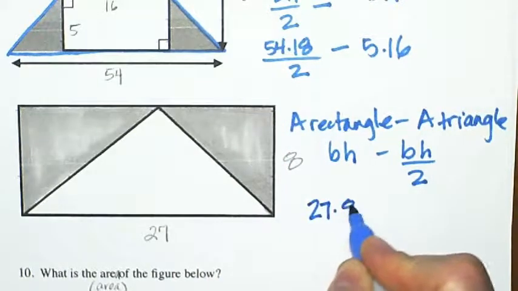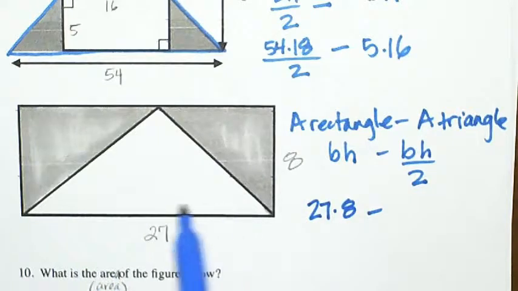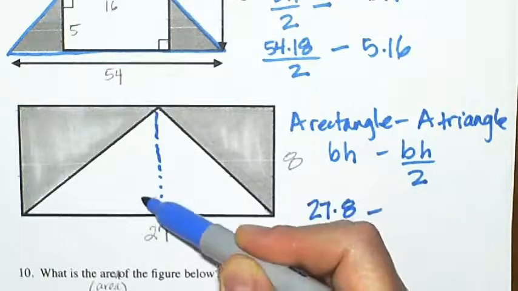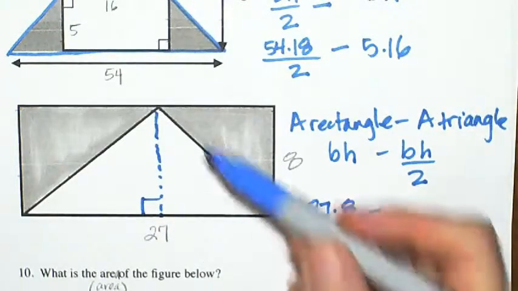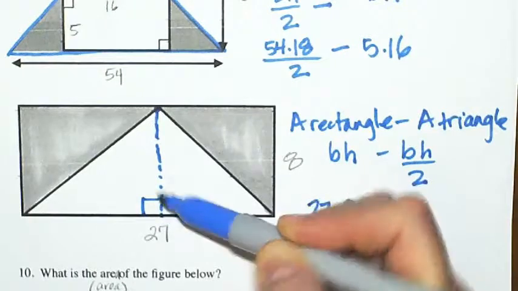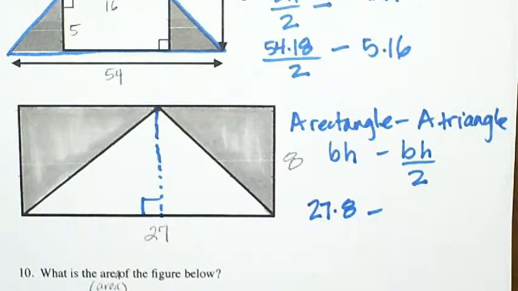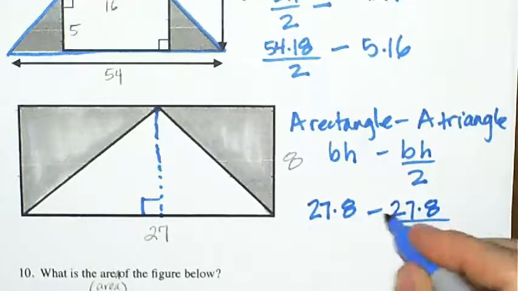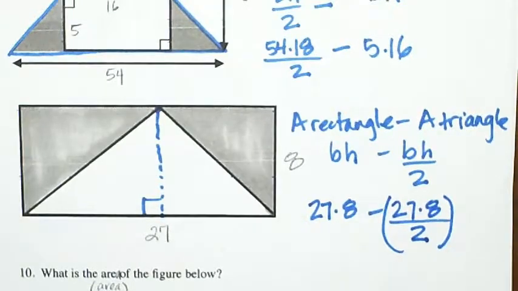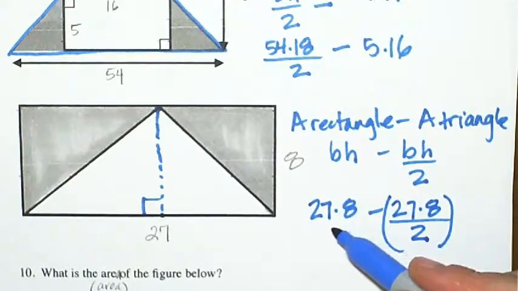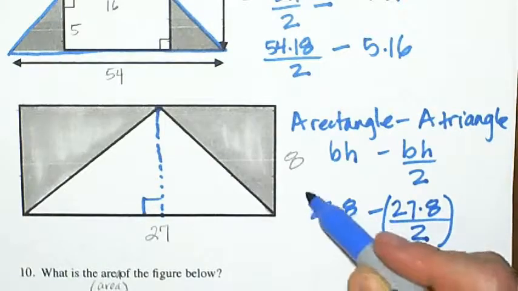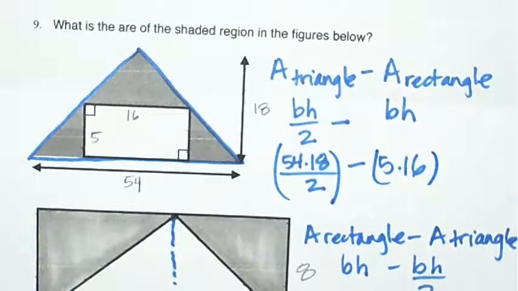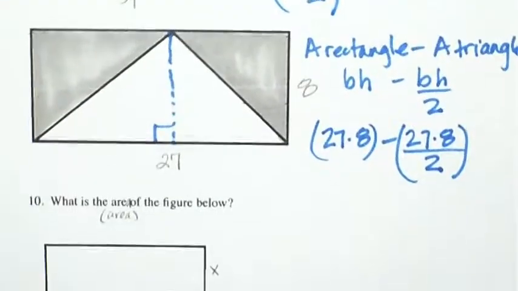So 27 times 8. The base of the triangle would also be 27, and the height of that triangle is not drawn, but it would be the perpendicular distance from this vertex to this base of the triangle. Any side of a triangle can be the base. So that would be 27 times 8 divided by 2. If you decide to figure out this final answer, just be careful that if you're typing it in all at once, I would put parentheses here. Same thing on this one. Do parentheses just to make sure that you're getting the correct answer.